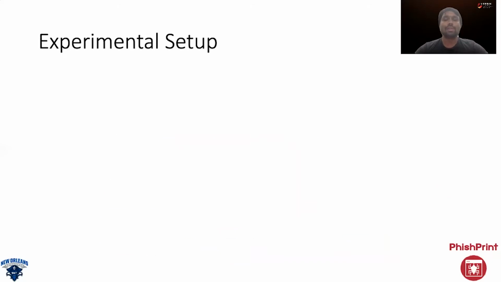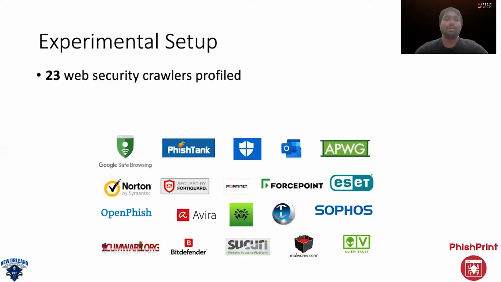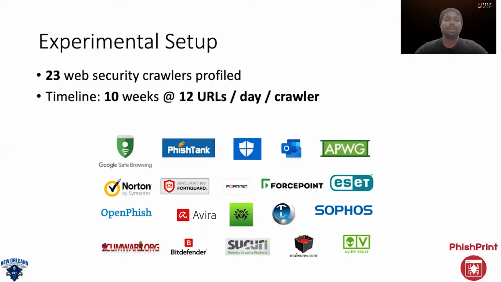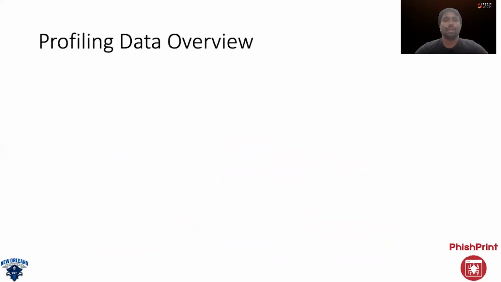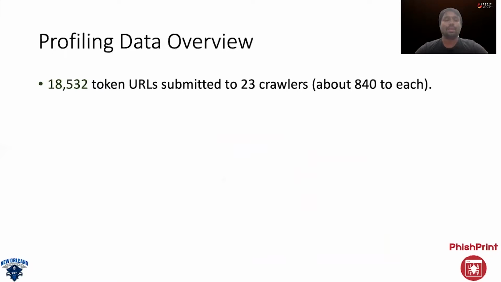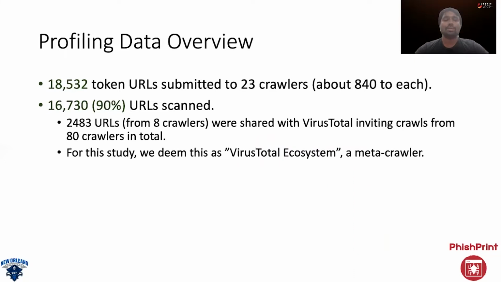In the experimental setup, we had 23 web security crawlers profiled for a period of 10 weeks, submitting 12 URLs per day per crawler. In the profiling data overview, we had 18.5 thousand token URLs submitted to 23 crawlers, out of which 90% of the URLs got scanned. We also found that 8 crawlers shared their URLs with VirusTotal, involving 80 crawlers in total. So we can see the VirusTotal ecosystem as a meta crawler.